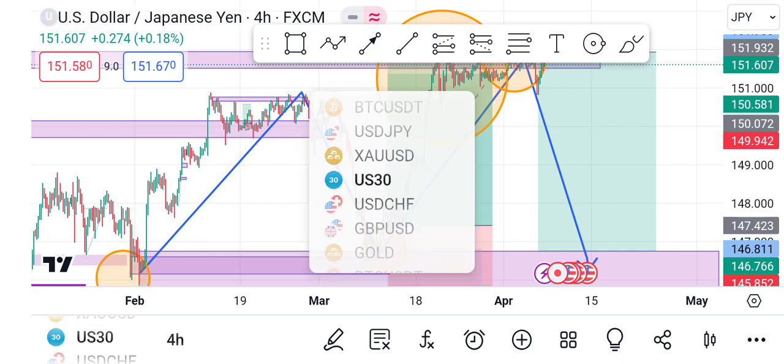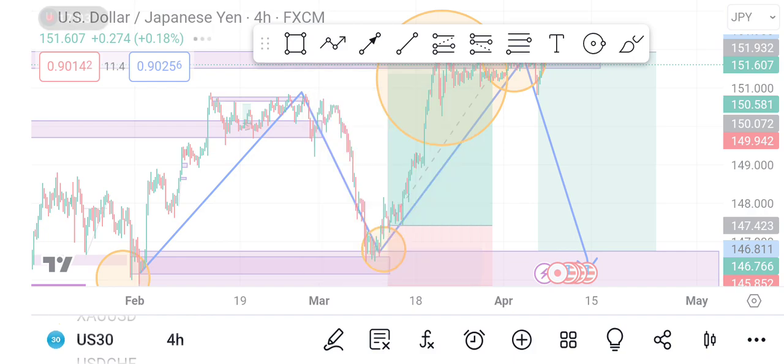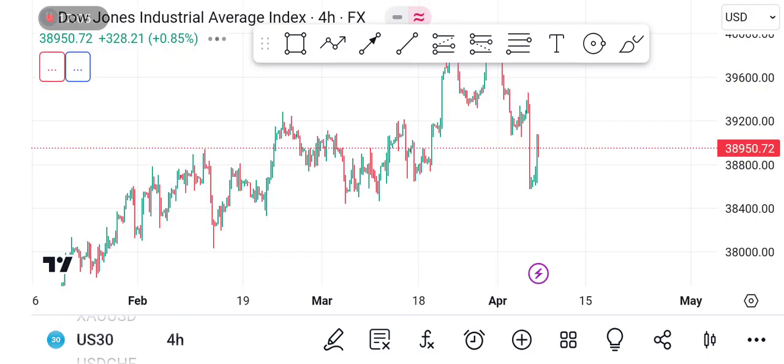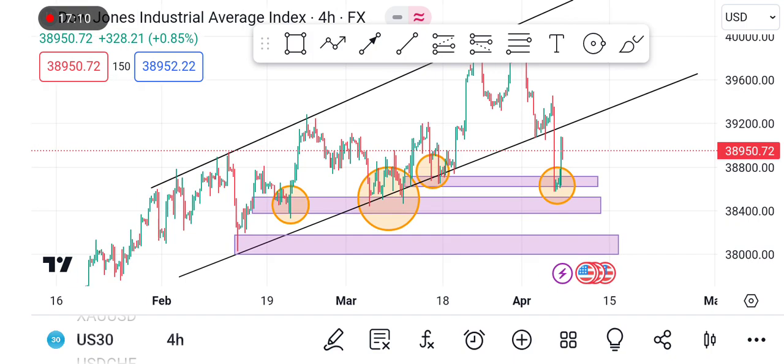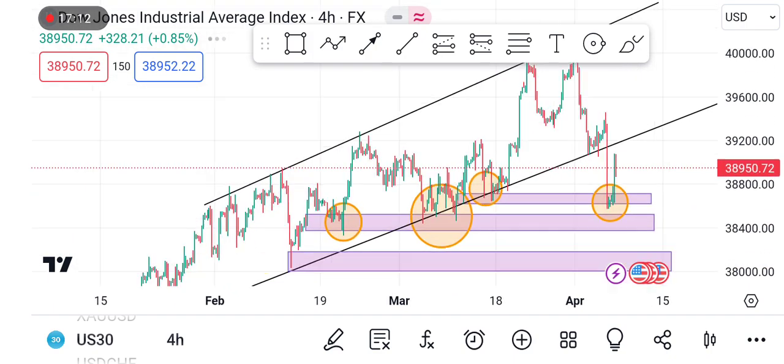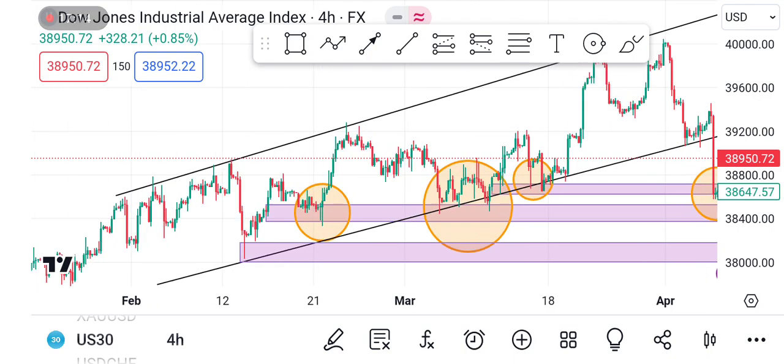Alright, so we're gonna move over to US30, the indices. Moving over to US30.